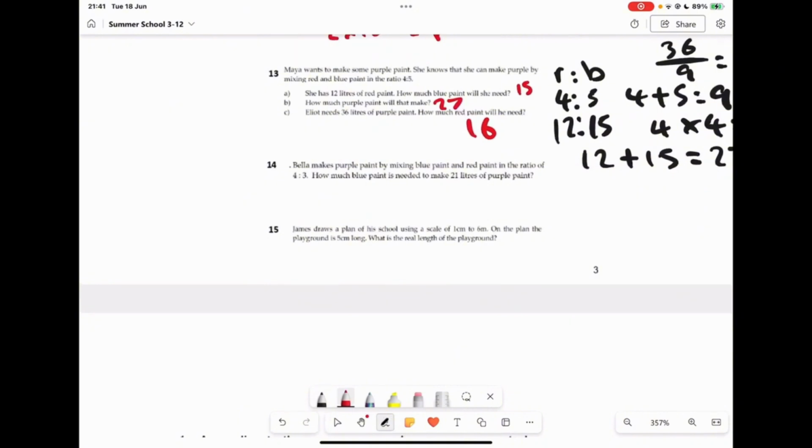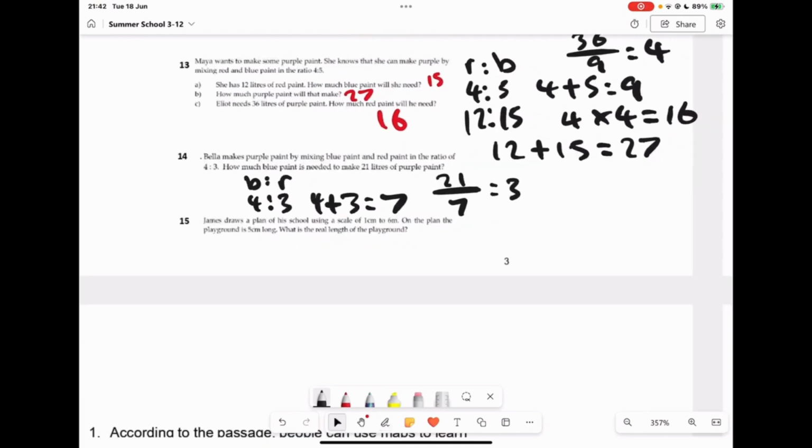14. Bella makes purple paint by mixing blue paint and red paint in the ratio of 4:3. How much blue paint is needed to make 21 litres of purple paint? Okay, so what we do with this one is we know the ratio of blue to red, 4:3, and 4 plus 3 is 7. 21 over 7 equals 3. So all we have to do is, because it's asking for blue paint, we do 3 times 4, which is equal to 12. And then 12 will be our answer for 14.